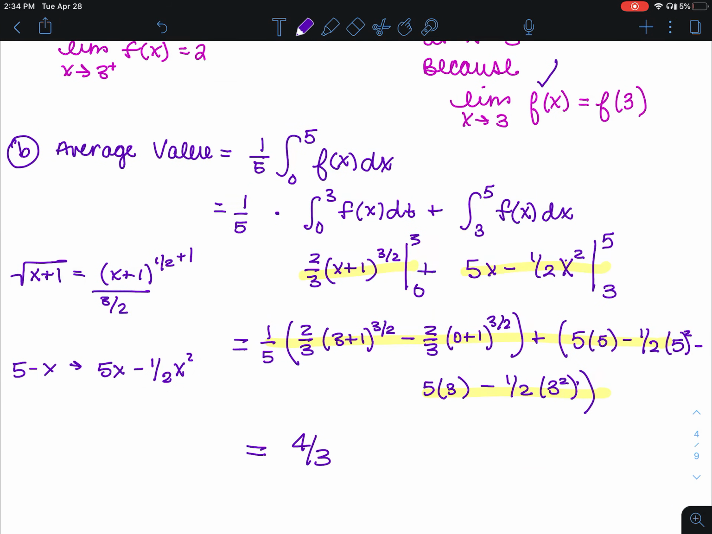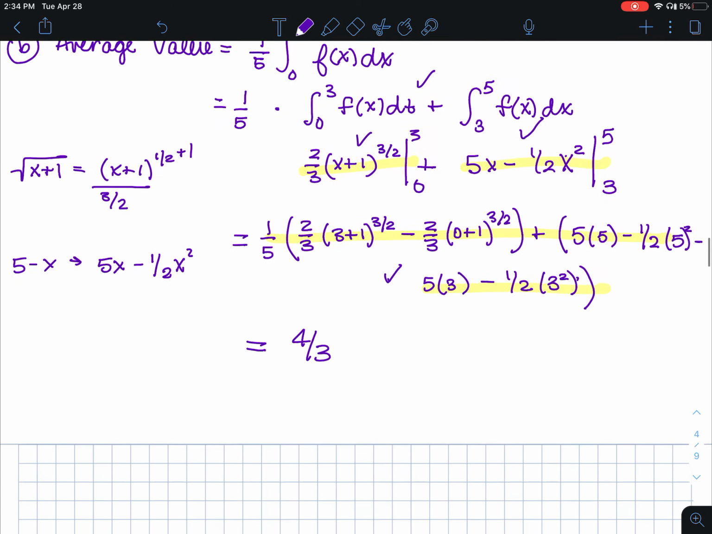So what you had to do was identify that you had to break up the bounds. That was one point. You had to have the antiderivative of this correct and the antiderivative of this correct, and then your evaluation with your answer. So it's a 4-point question.